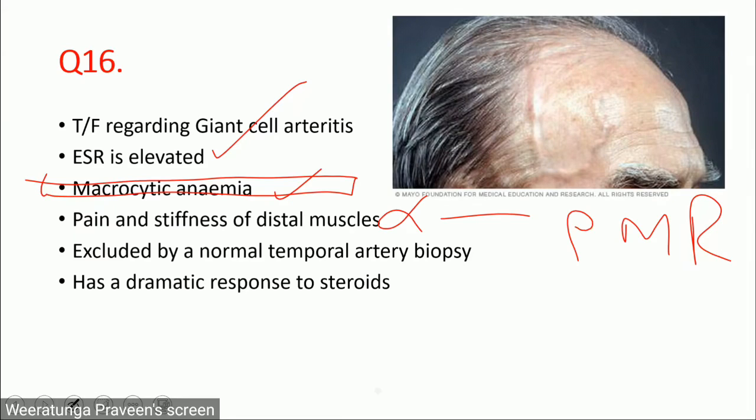Now, how do you diagnose this condition? Those days, we used to do a temporal artery biopsy as the first gold standard test. The problem with doing that blindly is that in giant cell arteritis, the vessel is not involved continuously. It is a patchy involvement. If you biopsy a place where the vessel is normal, you might get a normal result.